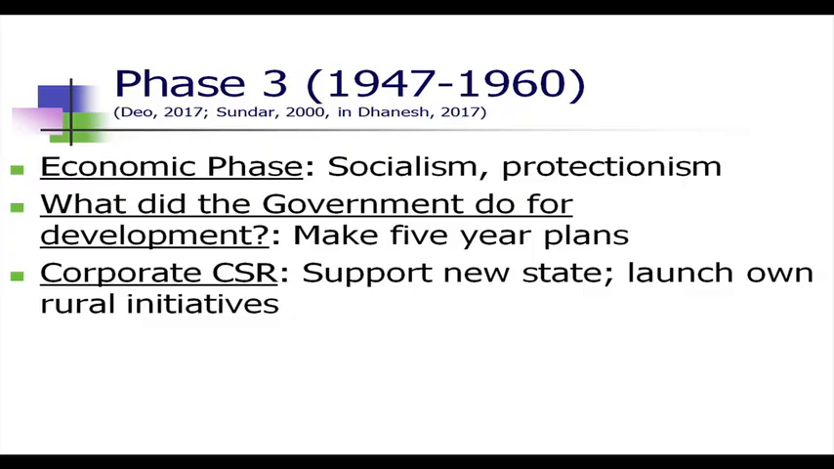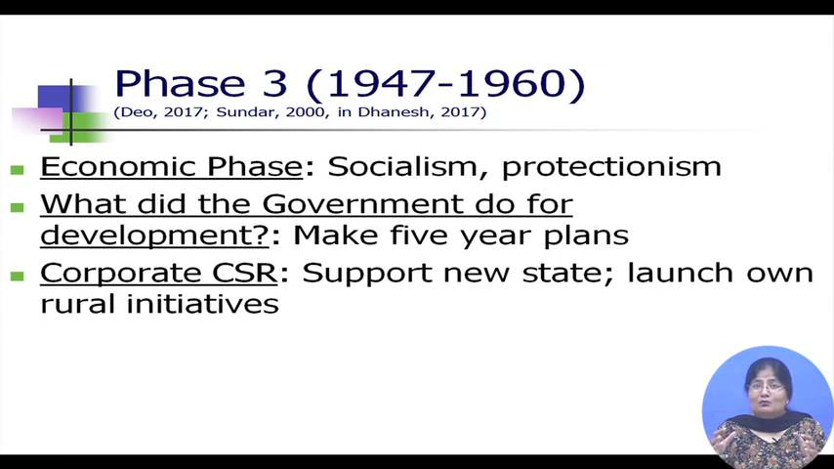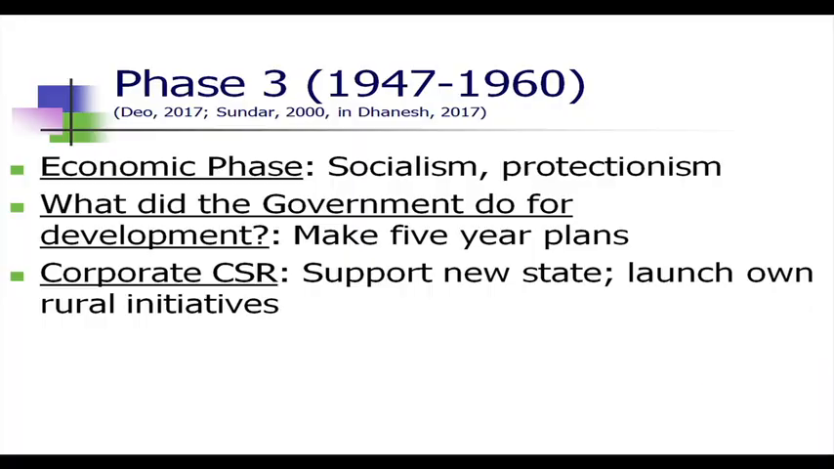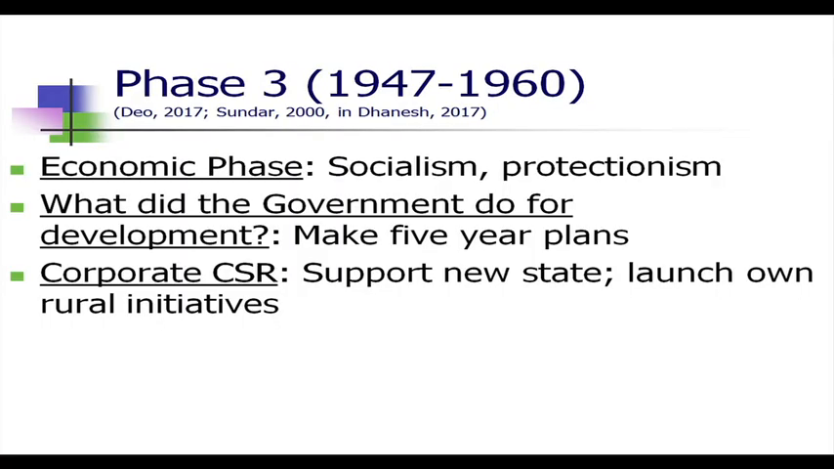There was a lot of destruction. The Indo-Pak partition led to a lot of lives being lost, and at that time, there was so much going on that the focus was on building the nation. So the economic phase at this time was socialism and protectionism. There was this need to protect, to take care of the resources we had. What did the government do for development? We were a new democracy.